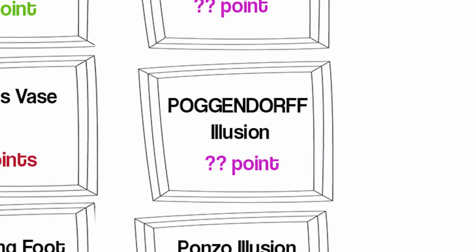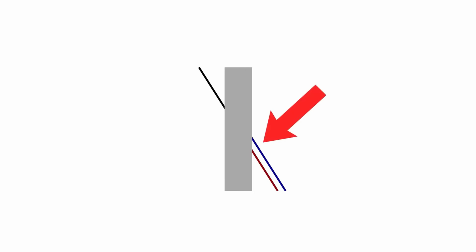Poggendorff illusion. In this image, it looks like the blue line is the continuation of the black line. Surprisingly, it's the red line that's actually aligned. This illusion occurs due to how our brain processes angles and interruptions. The obscuring shape and sharp edges disrupt our perception of continuity, causing misalignment. The Poggendorff illusion highlights how easily our visual system can be tricked by intersecting lines and obstructed viewpoints. You win 2 points if you knew this one.